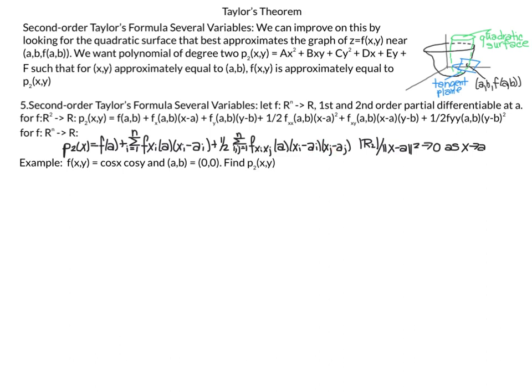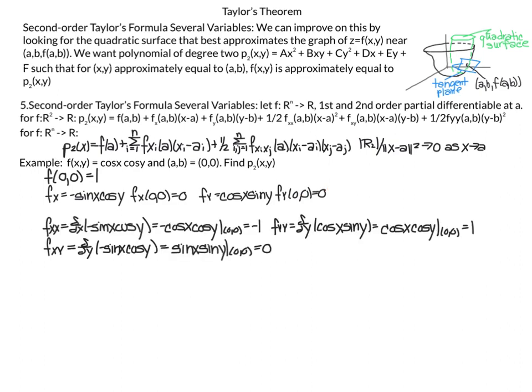So let's do an example. If we have f(x, y) equals cosine x cosine y, and we're going to evaluate this at (0, 0), and we're going to find the second order Taylor polynomial. We are going to start with f(a), so f(0, 0) is equal to 1, and then we're going to look at our first order partial derivatives. The first order partial derivative with respect to x is negative sine x cosine y, and we plug in (0, 0), getting 0. Again, the first order partial derivative with respect to y gives us minus cosine x sine y. Plug in (0, 0), we get 0.